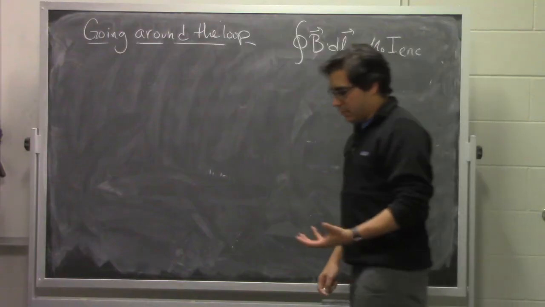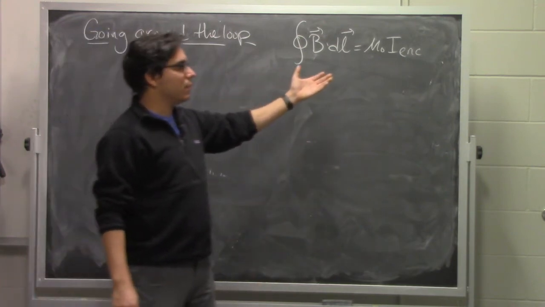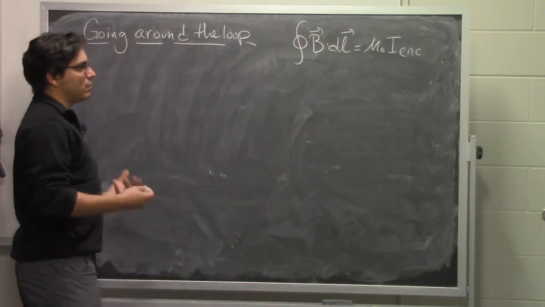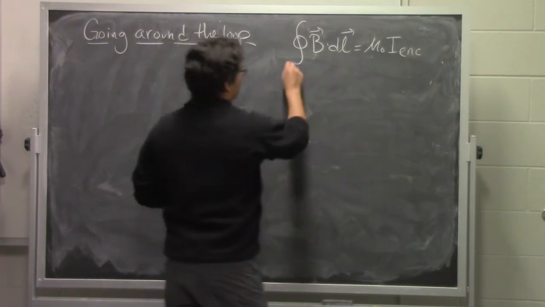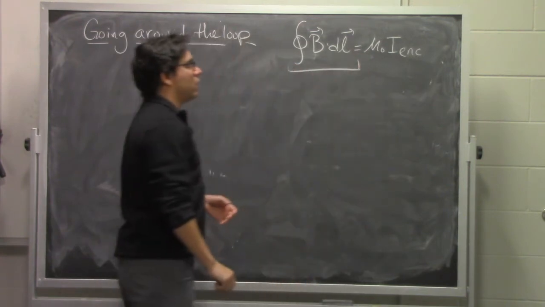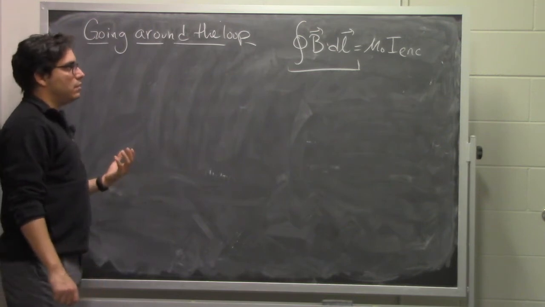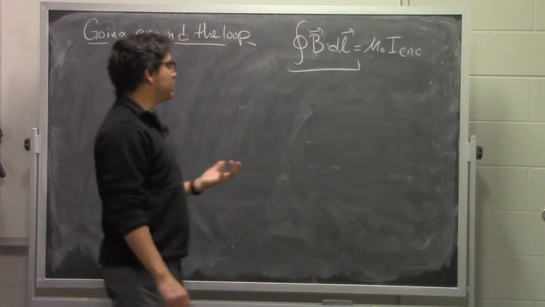In this video, what we're going to do is unpack Ampere's law a little bit more. I've written Ampere's law up here in the right-hand corner of the board. We're going to separately take the left-hand side and the right-hand side to understand them in some detail. In this video we'll talk about the left-hand side of the equation, namely the circulation integral of B dot dl, going around the loop and adding up all the little pieces.